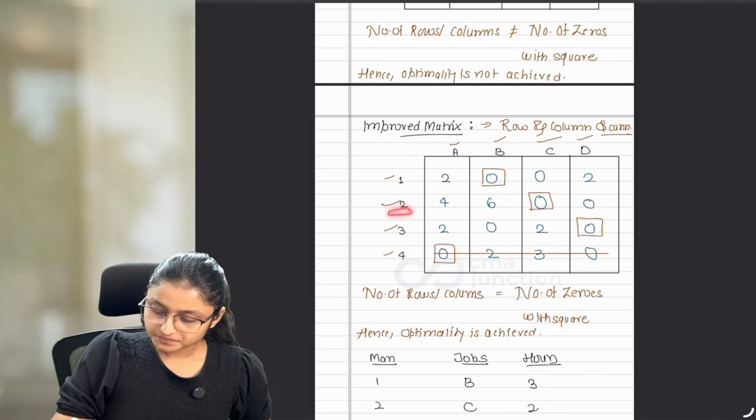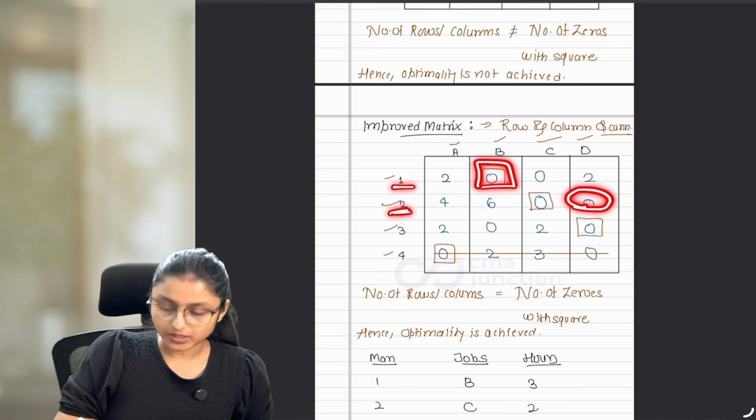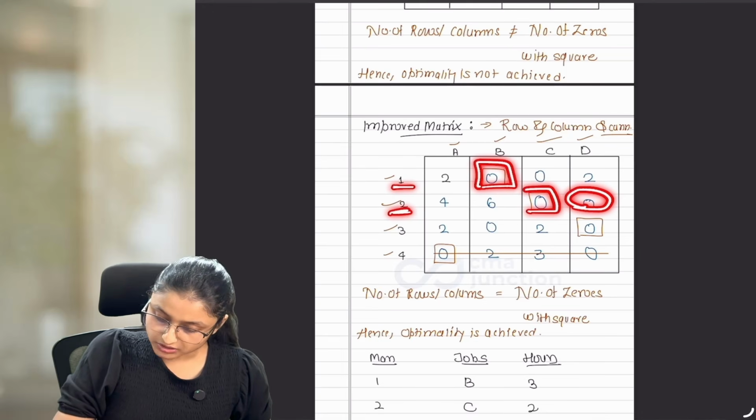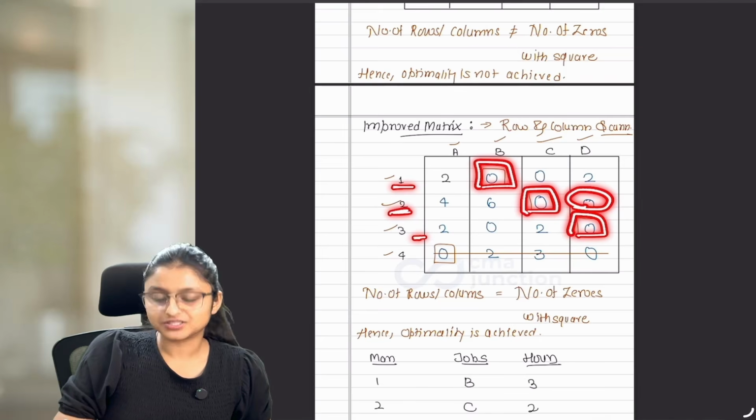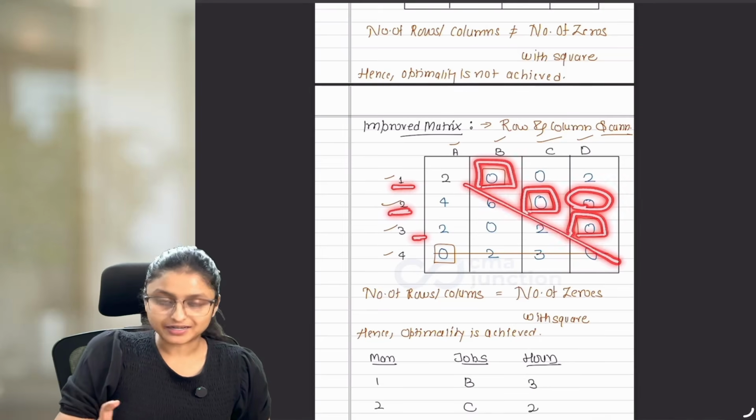Hence, for second, I can't choose this if I have chosen this for 1. Okay? I have to choose this only for second. And then for third, we have to choose this only. Okay? So, this is the alternative 1.